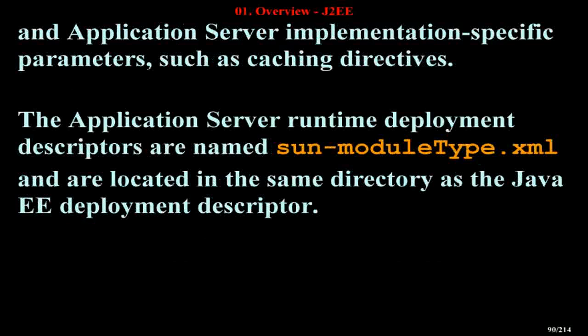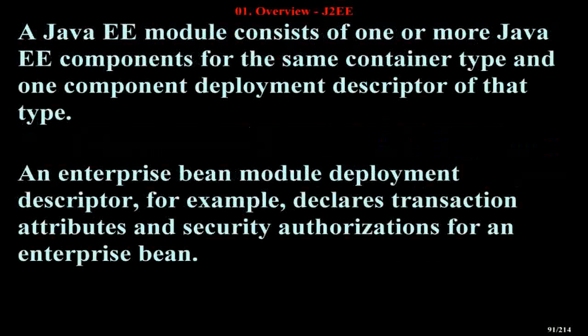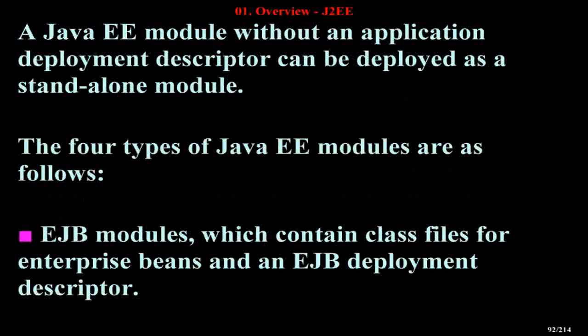The application server runtime deployment descriptors are named sun-module-type.xml and are located in the same directory as the Java EE deployment descriptor. A Java EE module consists of one or more Java EE components for the same container type and one component deployment descriptor of that type. An Enterprise Bean module deployment descriptor, for example, declares transaction attributes and security authorizations for an Enterprise Bean. A Java EE module without an application deployment descriptor can be deployed as a standalone module.